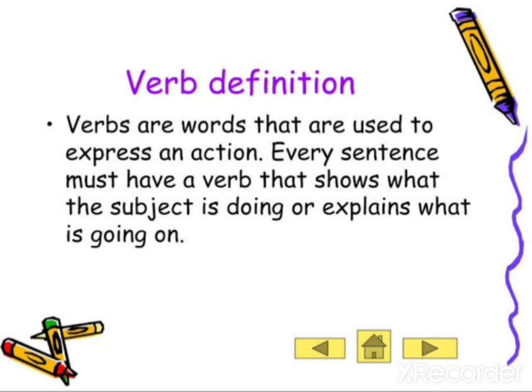Let us see the definition of a verb. Verbs are nothing but action words. Laughing, sleeping, dancing, watching, showing, teaching. Verbs are used to express an action. Every sentence must have a verb that shows what the subject is doing or explains what is going on. And that's why they are known as action words. What is a verb? An action word which shows or expresses the action.